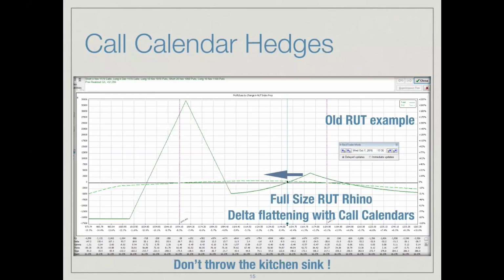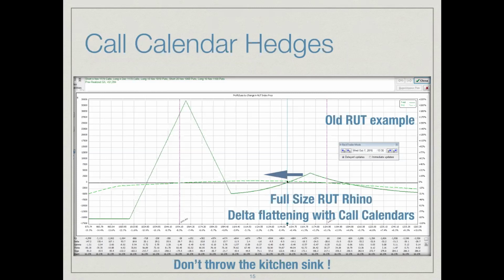But what I'm saying is that the call calendars do work well in a ranging market. And I've put this little arrow here. They will work particularly well if, when you place the call calendar, the market reaches a local top and then retraces from there.